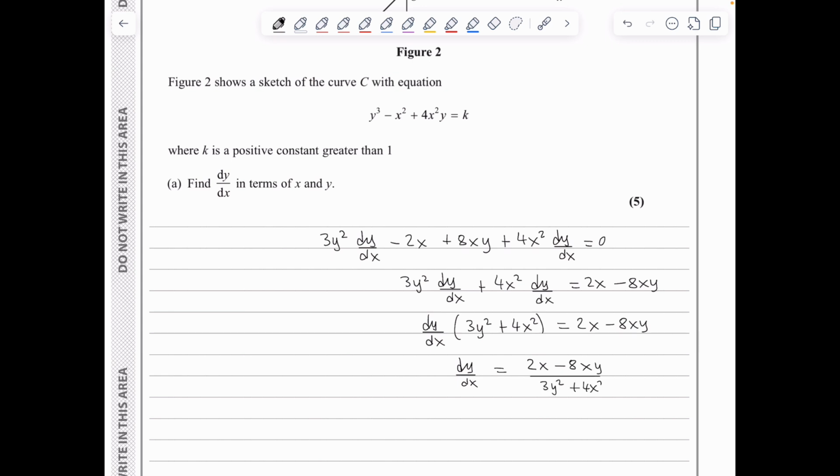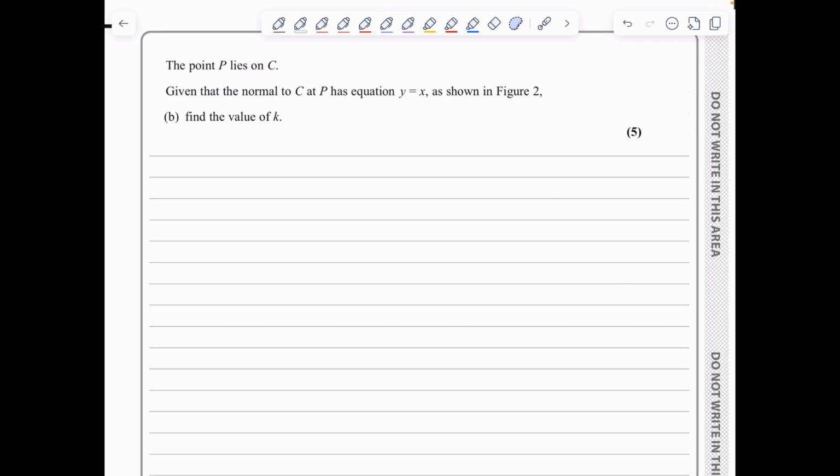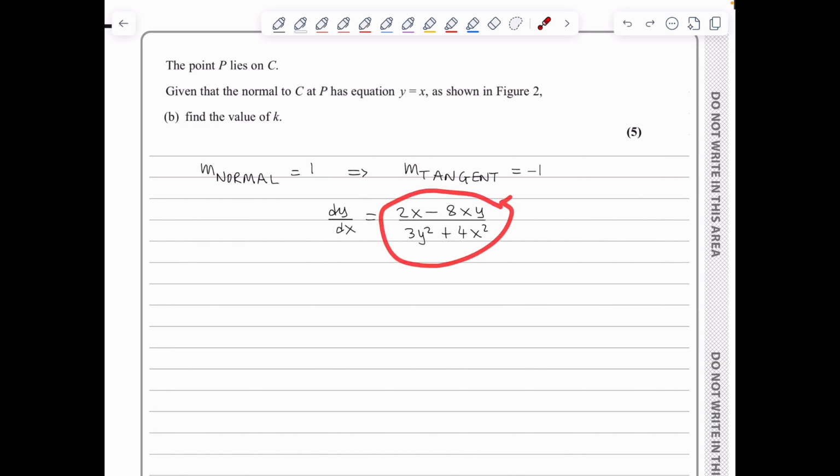plus 4x squared. We then have that the point P lies on C. The normal to C at P has equation y is x, and we need to find the value of k. Well, if we start by spotting that the gradient of the normal is 1, we can easily conclude that the gradient of the tangent is -1. And if we recall that the dy/dx is exactly this as obtained in part A, then we've got essentially that y is equal to x and the dy/dx is equal to -1.